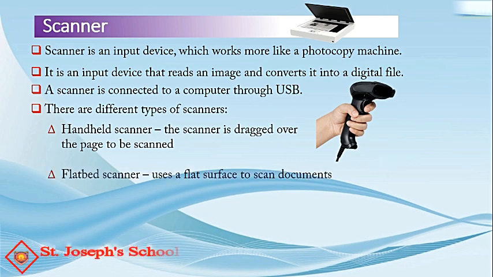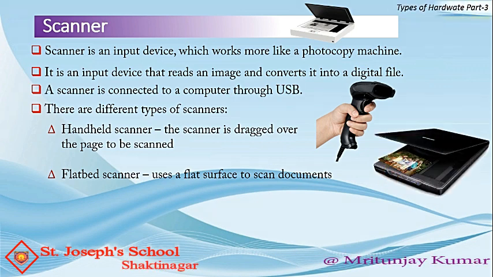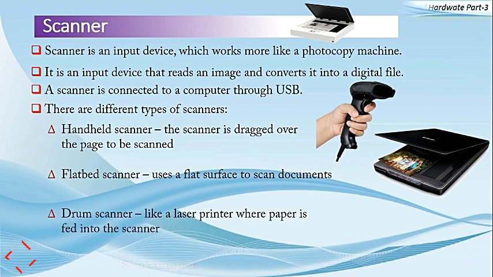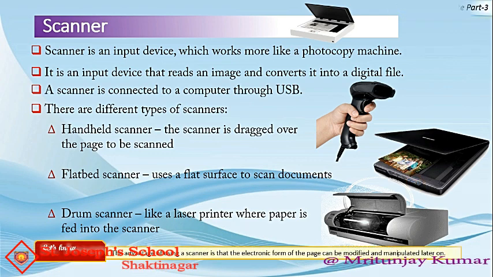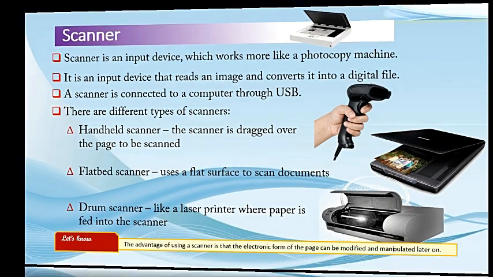Second is the flatbed scanner. A flatbed scanner is widely used at home and at offices, and it uses a flat surface to scan the document, and it comes in all-in-one printers also. And number three is the drum scanner. It is like a laser printer where the paper is fed into the scanner. It is mostly used in a printing press. Let's know, the advantage of using the scanner is that the electronic form of the page can be modified and manipulated later on.